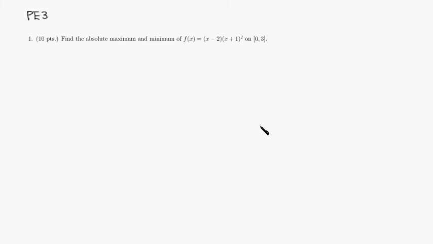Alright, let's look at practice exam 3, number 1. So we want to find the absolute maximum and the absolute minimum of this given function. First we're going to take the derivative so that we can find the critical numbers. So take the derivative.